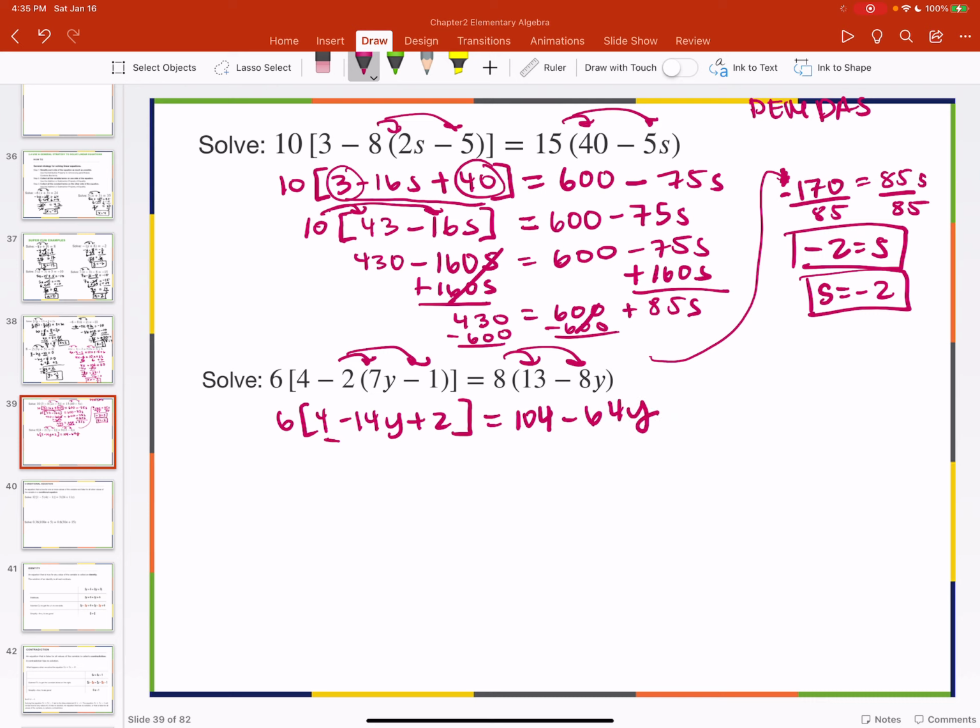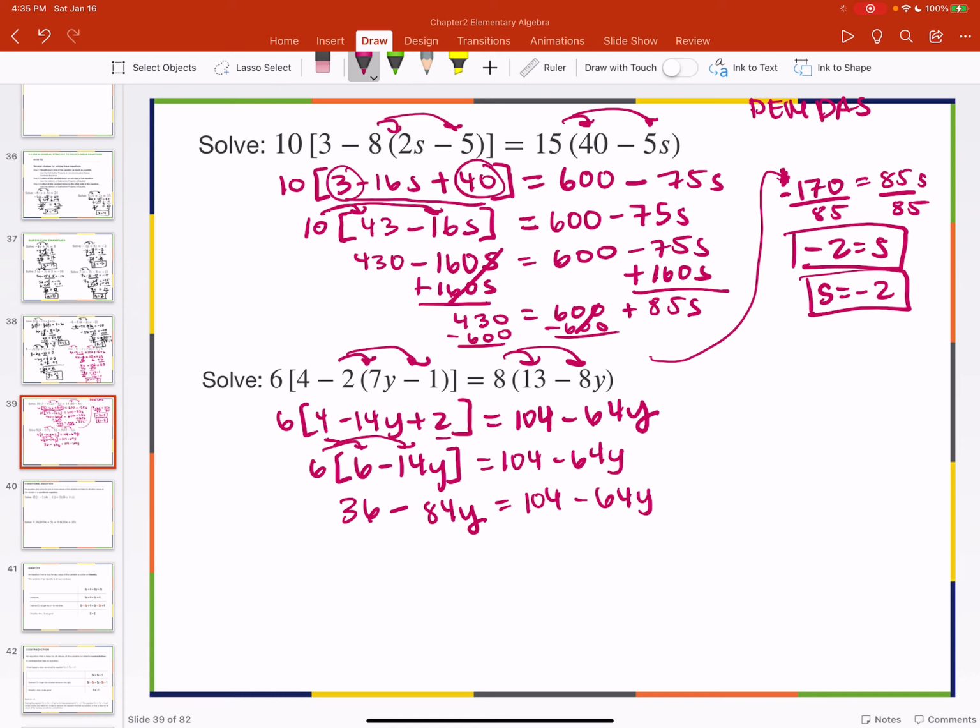And then let's go ahead and simplify this. We have 6 bracket 6 minus 14y is equal to 104 minus 64y. So let's distribute now. Again, we have 36 minus, and then 6 times 64. I mean, 6 times 14. Sorry, I don't know why I said 64. Probably because there was a 64 earlier. That's going to be 84y. And that's equal to 104 minus 64y.